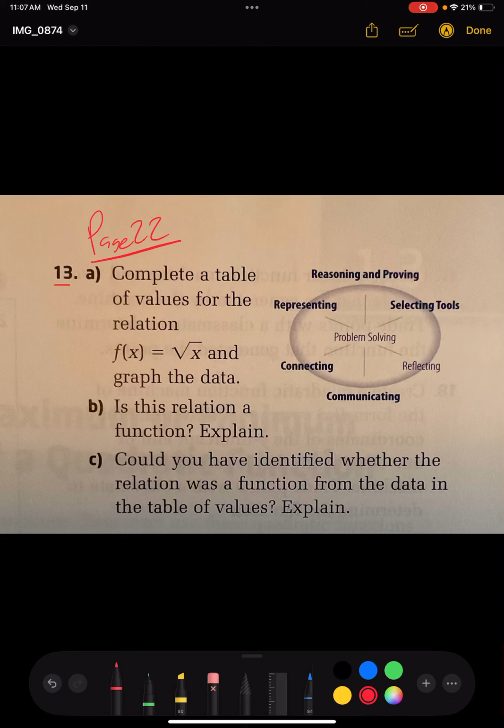So we're looking at page 22, question 13. Complete the table of values for the relation f at x equals the square root of x and graph the data. Okay? So let's do that. Is the relation a function? Explain. Could you have identified whether the relation was a function from the data in the table of values? Explain. Okay, let's try and do that.